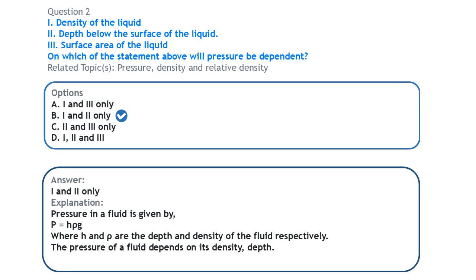However, this question is about a liquid. So let's narrow it down to this question. The pressure varies directly with the density and the depth. However, it is largely independent of the surface area of the liquid. So you have just I and II.